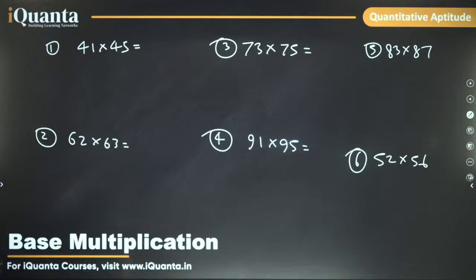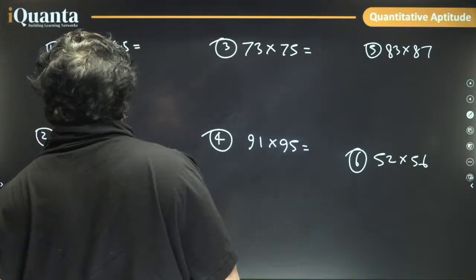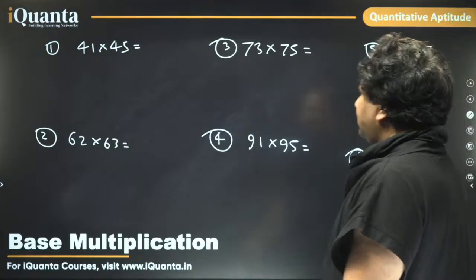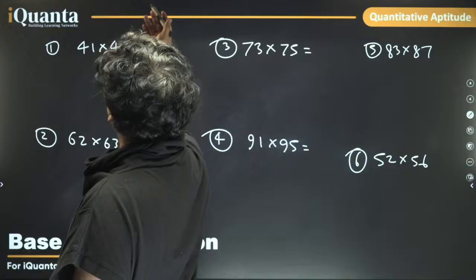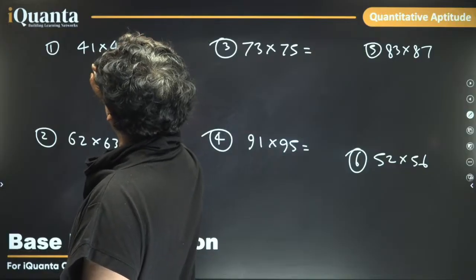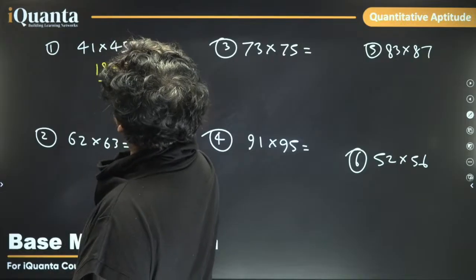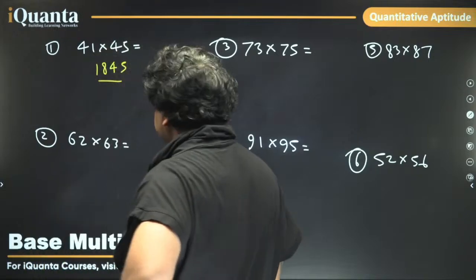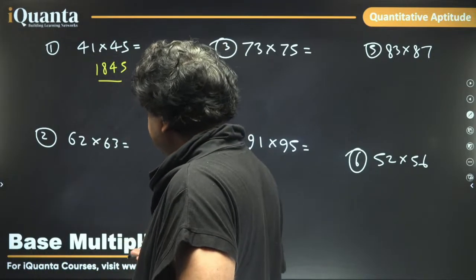That's great. Let's check the answers. So 41 multiplied by 45. Here the base is 40. You need to multiply by 4. 41 plus 5 is 46, into 4 is how much? 184, 1845. I think I have done it right. Next. 62 plus 3 is 65 multiplied by 6, 390.